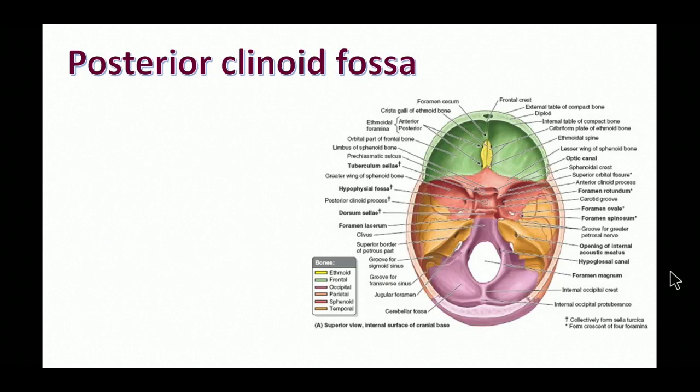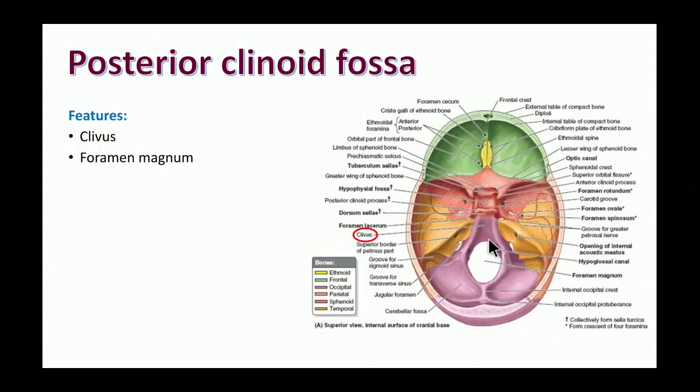What you come across mainly is that this posterior sloping surface is called the clivus. This is the posterior sloping surface which is contributed by the posterior surface of the sphenoid and also by the basi-occiput. So what is related to the clivus? The brain stem. The brain stem is related to the clivus and is separated from the clivus by the basilar artery.